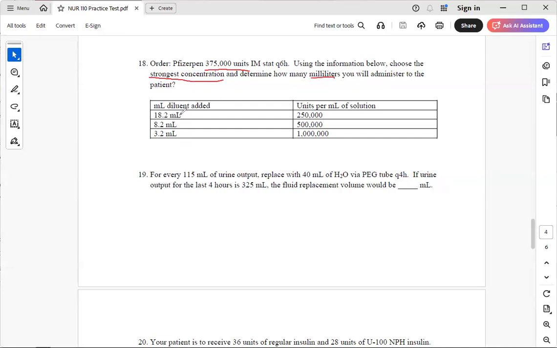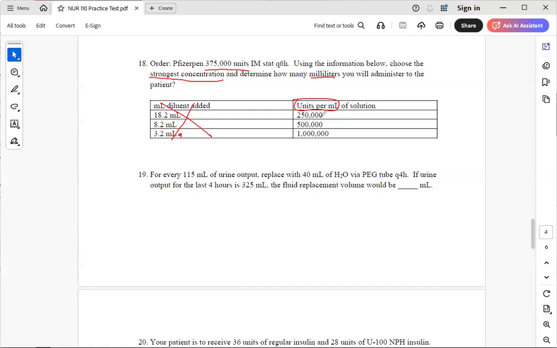So I can say if I add 18.2 versus 8.2 versus 3.2, the 3.2 should be my strongest concentration. But in reality, this doesn't matter. What I want to know is right here, my units per ml. That's the concentration. That's what you're looking for. So when it says to choose the strongest concentration, you want to choose the one that has the bigger number.